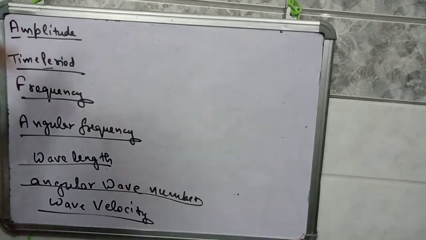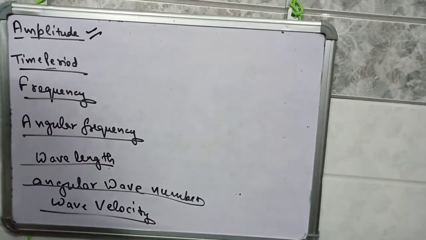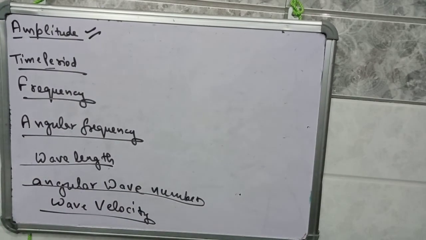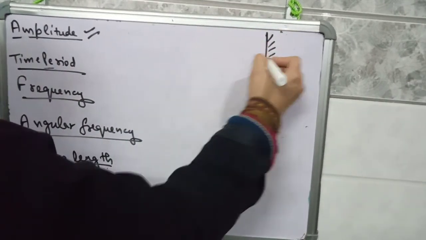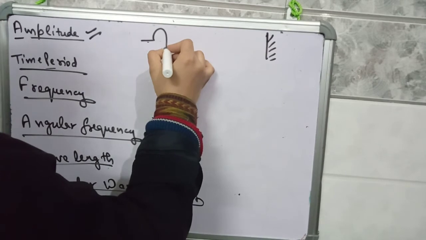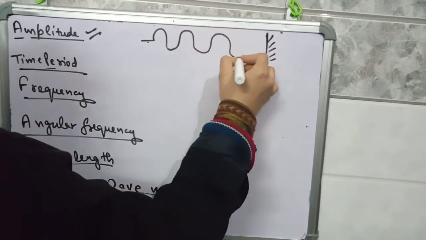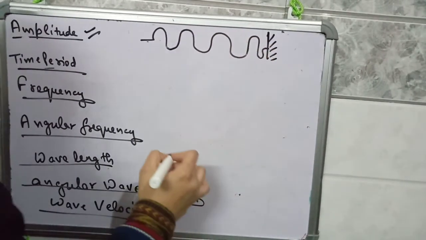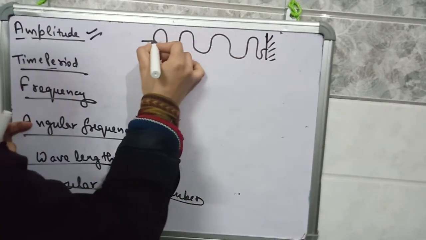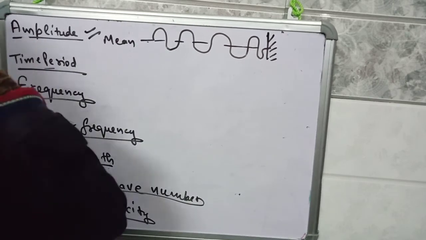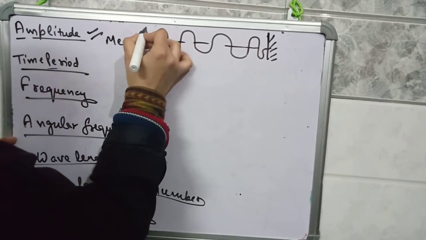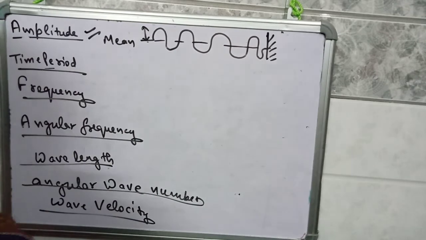Next are some important definitions in connection with wave motion. These are the terms related to wave motion. First is amplitude. What is amplitude? Amplitude is the maximum displacement of the particles of the medium about their mean position. For example, suppose waves are formed in a string, and this horizontal line represents the mean position. So the displacement of the particle from the mean position is known as amplitude.